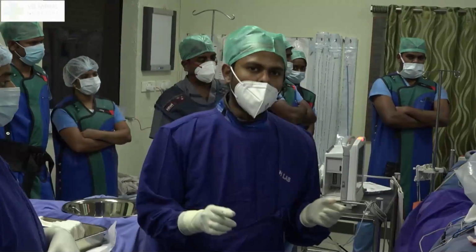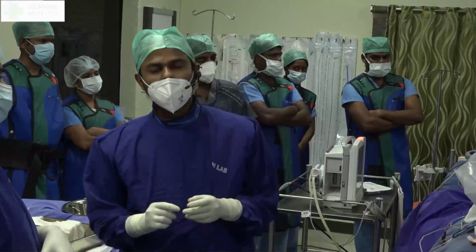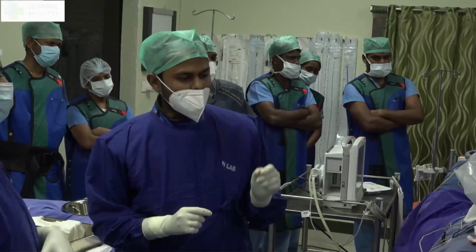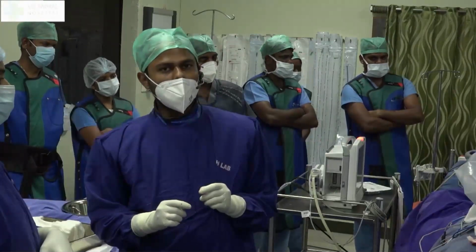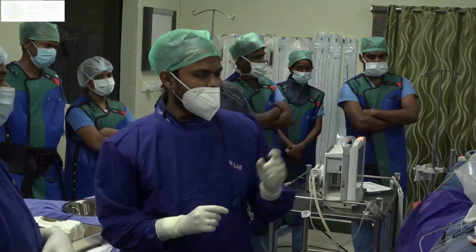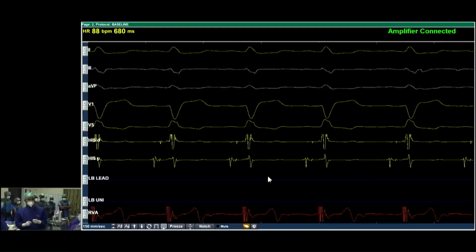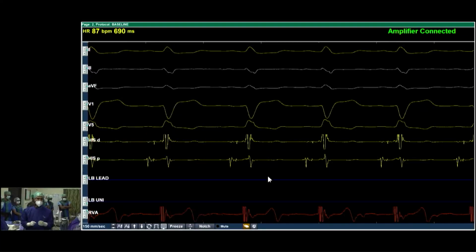Among these, if you want me to choose one criterion, I would choose lead 2. Because having lead 2 positivity at the target zone has a very high success of capturing the left bundle, as opposed to a negative lead 2, which will ultimately result in pacing the left posterior fascicle.